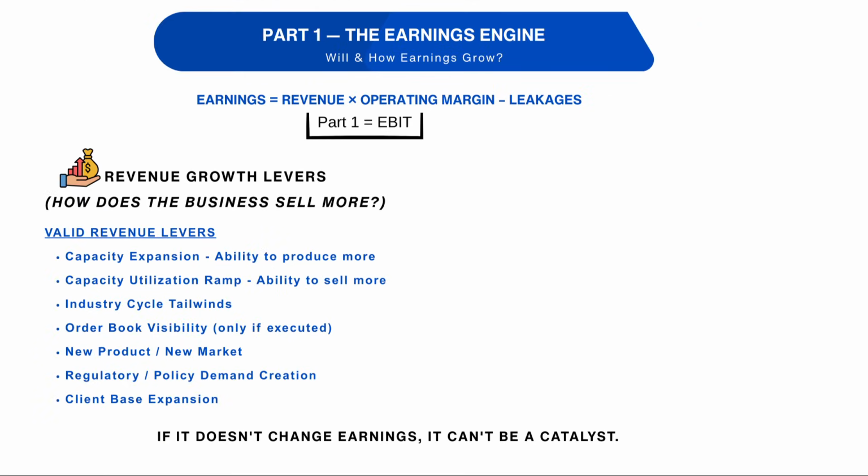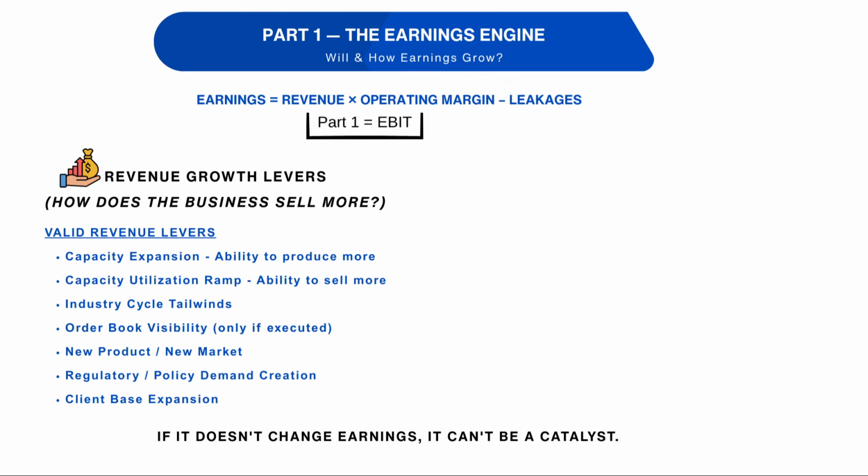Okay, now that we have understood the earnings equation, let's slow down and break it down step by step. So we said earnings equal to revenue into operating margin minus leakages, right? This is the one formula, one equation you have to always remember while analyzing any business. Before we talk about the other two, margin and leakages, let's first discuss in detail the base, which is revenue. Because if revenue doesn't grow, nothing else really matters, right? That's the main key operating part of the entire business. So we want revenue to grow. The right question is, how exactly will the business sell more?